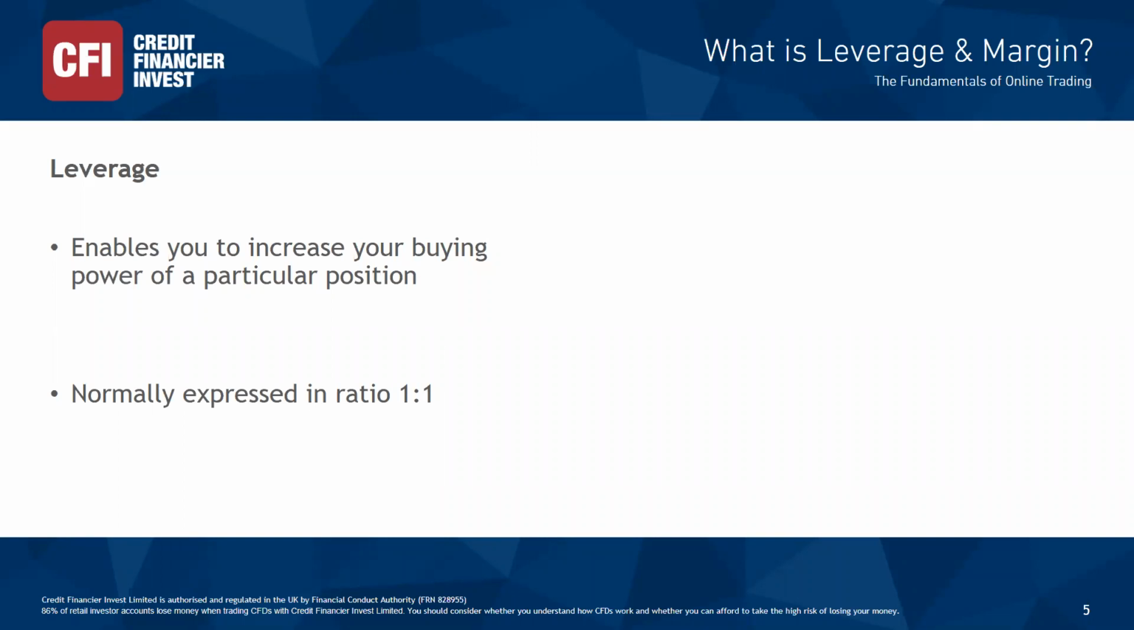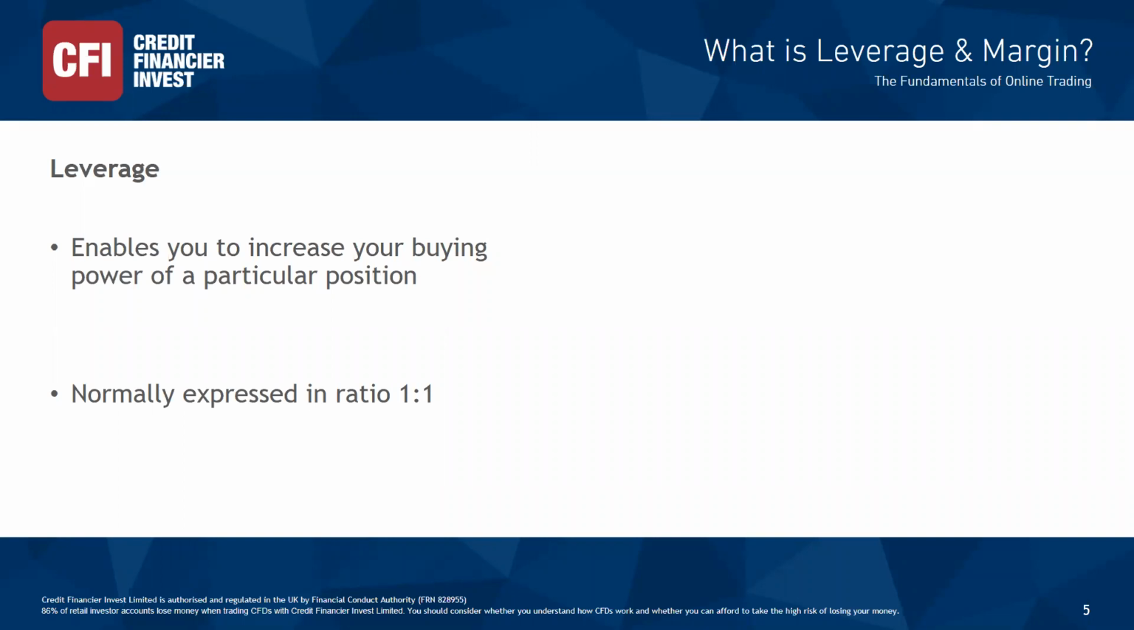So let's say, for example, that your leverage was 100 to 1. If the current price of the Dow Jones was $100, all you have to do is simply divide 100 by 100, so it would be $1, right? So all you have to put of your money is $1.